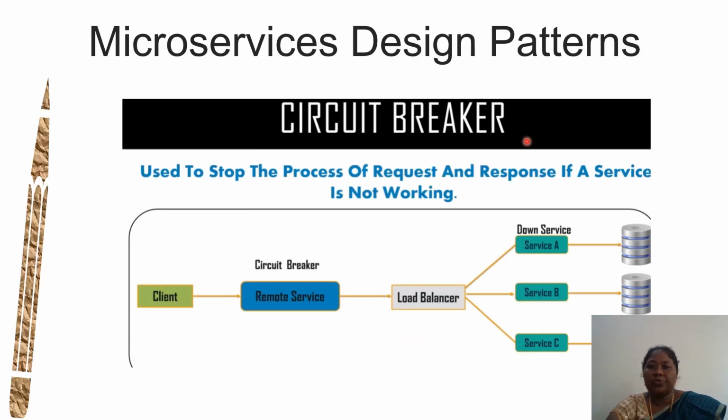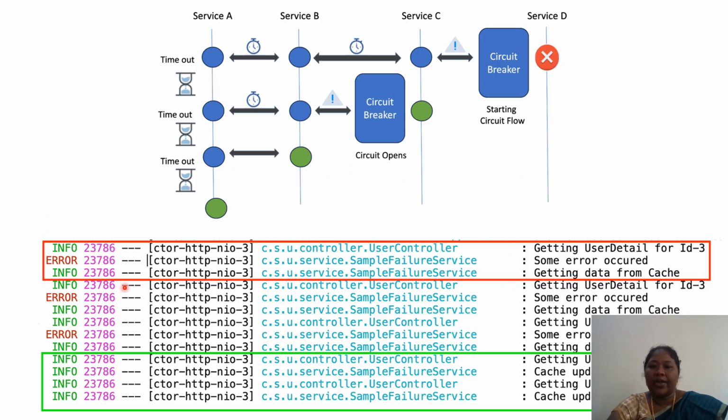The next pattern is called circuit breaker. It is used to stop the process of request and response if a service is not working, because you have put it as a separate service. If service A is not working, you want to cut it off, or you want to find out whether service A is working or not. So you must have separate files, and you have to run and analyze why this failed. For example, when you click a discount, that should be reflected over all the products. But if certain products are not responding, then you have to find out which service, or under what type of service, this is not supported.